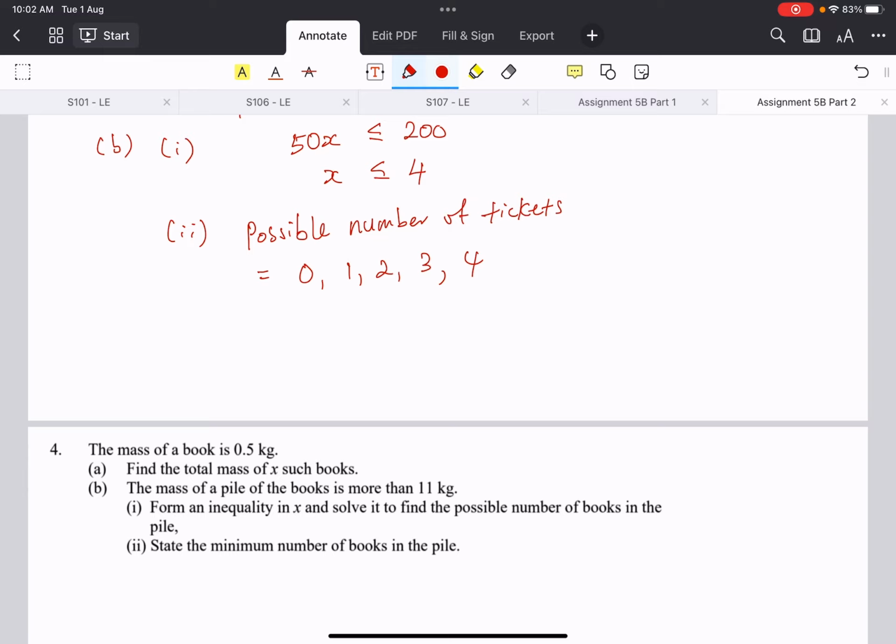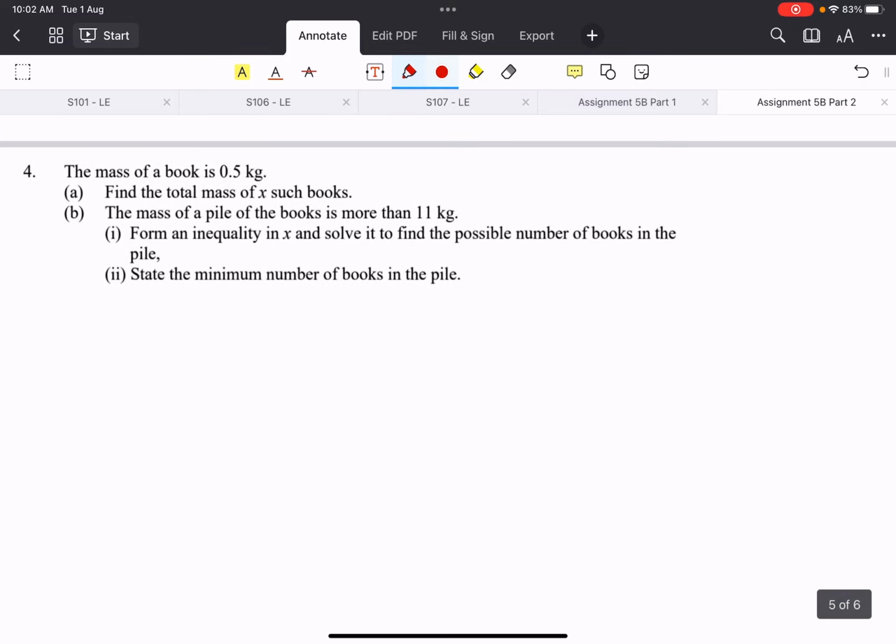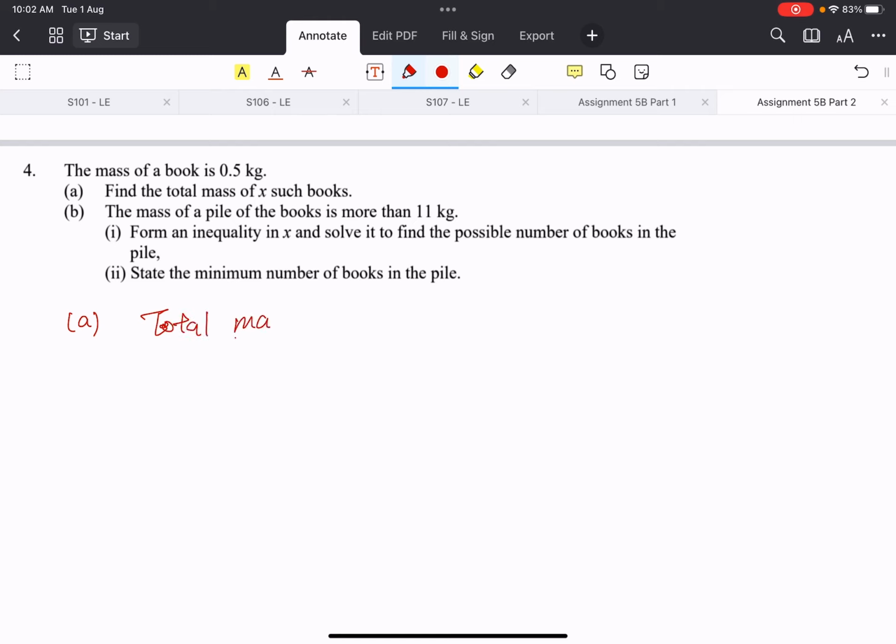So let's take a look at the next one. The mass of a book is 0.5 kilogram. Find the total mass of x such books. This one is quite similar to the previous question. Total mass is equal to 0.5x. Now part B. The mass of the books is more than 11 kg. So the total mass is going to be more than 11 kg. That's the inequality, so let's solve this.